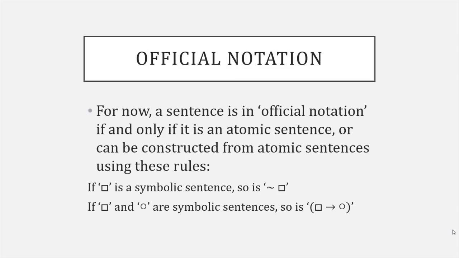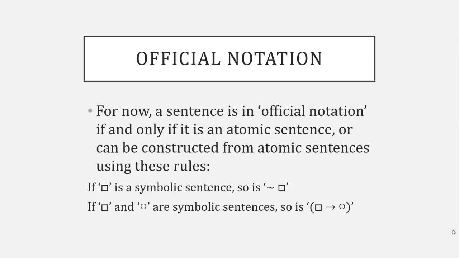So we're going to talk about the difference between official notation, informal notation, and not being well formed. We've got a very strict set of rules about how a sentence could look to qualify as official notation. We've got a slightly less strict set of rules for informal notation, and then anything that fails to be at least informal is not well formed. It's just nonsense.